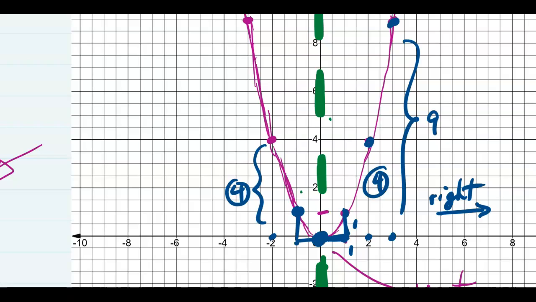So go to the right by 2 from the vertex, we go up 4. Go to the left by 2, we go up 4. If we go to the left by 3, we go up by 9. And that's exactly what happens if we start from the vertex and go to the right by 3. We also go up by 9.